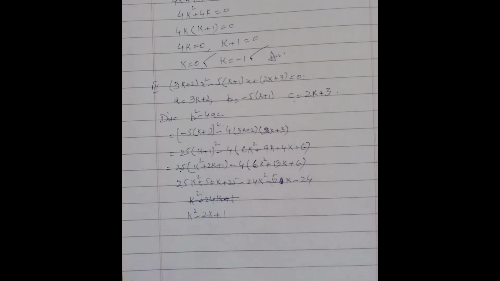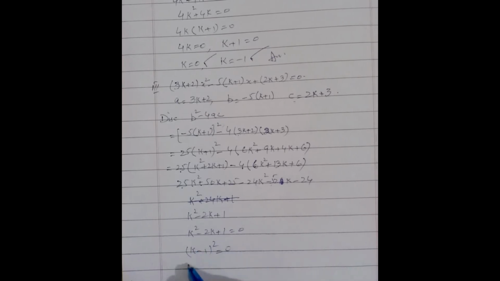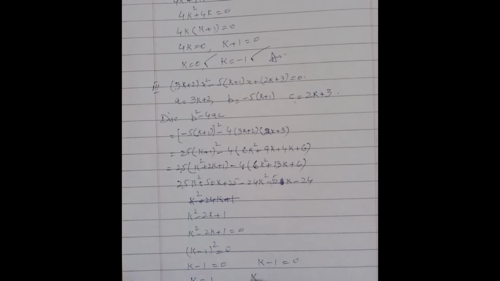And we know that the roots of the equation are equal, so the discriminant is equal to 0. So k square minus 2k plus 1 is equal to 0. And this is further when we solve, k minus 1 whole square is equal to 0, k minus 1 is equal to 0 and k minus 1 is equal to 0. Here k is equal to 1 and the other value k is also 1. These are the two values of k for question 5.